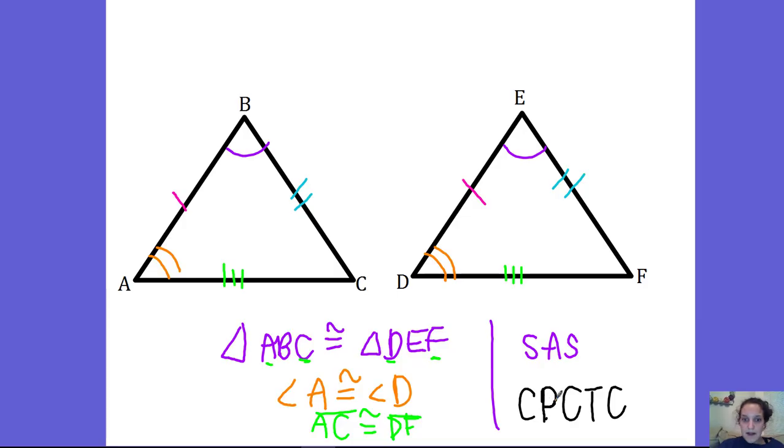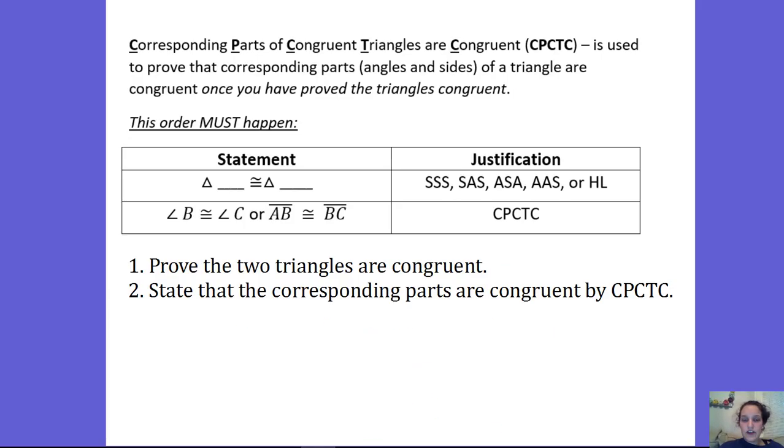Because angle A and angle D are corresponding parts of congruent triangles. We know the triangles are congruent, so we can say that they are congruent. Or side AC is congruent to side DF, because AC and DF are corresponding parts of congruent triangles, so therefore they are congruent. So you can only use CPCTC after you have proven 2 triangles are congruent.